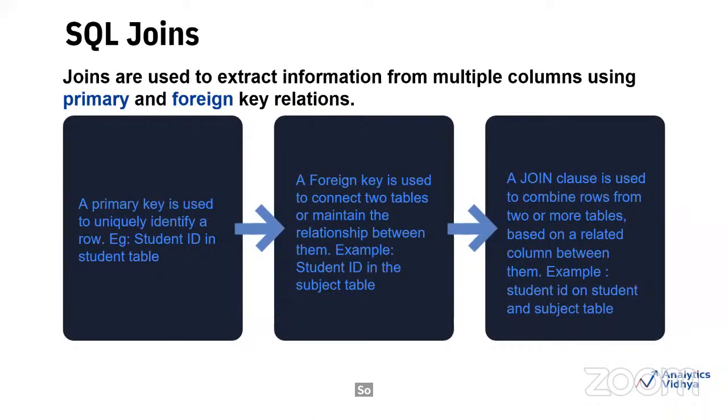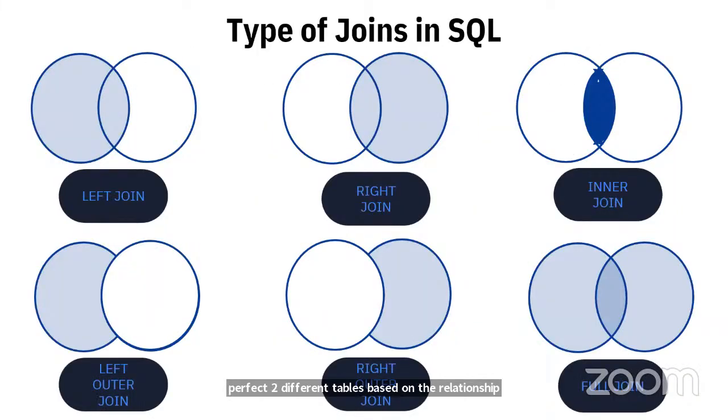So, rephrasing again, joins are basically used to connect two different tables based on the relationship that's created through a primary key and foreign key. Now looking at these diagrams, you can see what a left join, right join, inner join, outer join, and full join are.